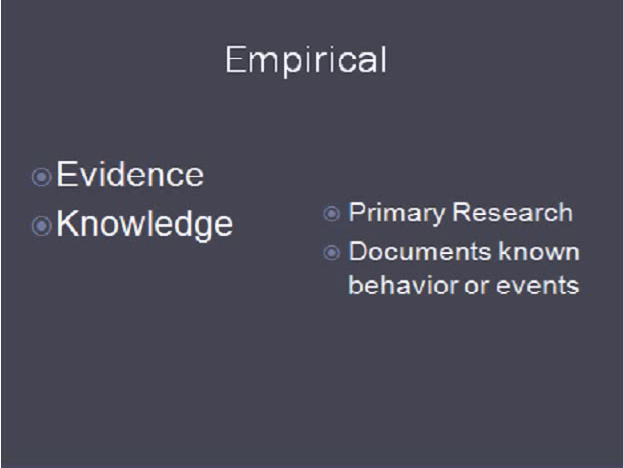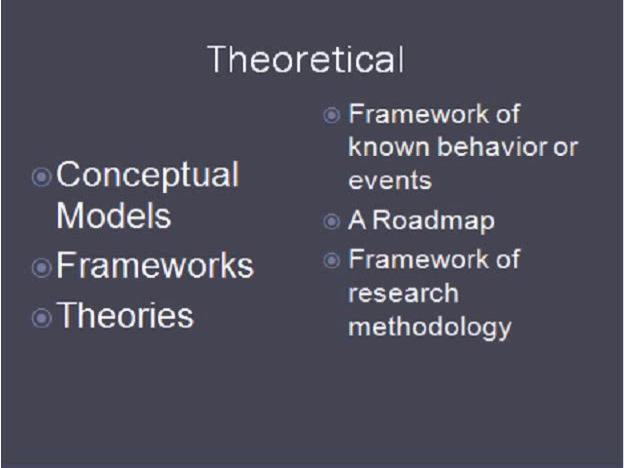So empirical knowledge or empirical literature is evidence or knowledge. It's primary research typically, although sometimes it may also be evidence summaries, meta-synthesis, meta-reviews of a lot of evidence. But it really documents what we know about the phenomenon that you're looking at. It documents the behavior, the events. Theoretical knowledge is more about conceptual models and frameworks.